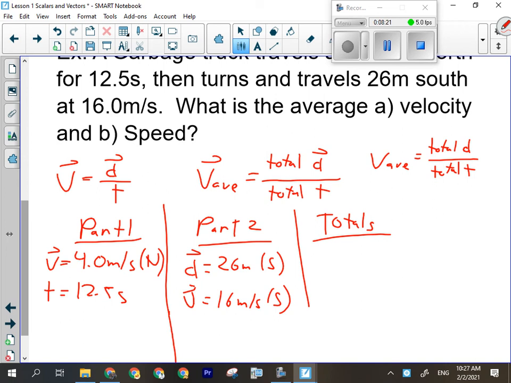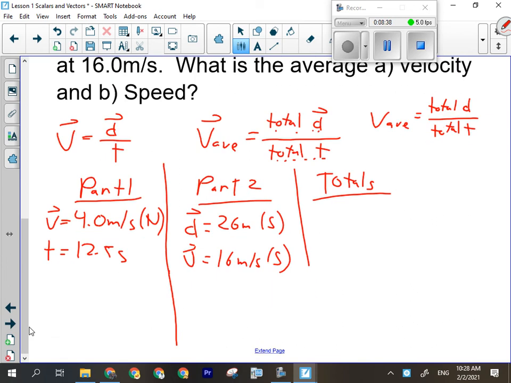If I want to calculate average velocity, I need the total displacement and the total time. That means I need the displacement for both trips and the time for both trips. I don't have that right now, but can I find it? I can. I just have to use V equals D over T. I'm going to use V equals D over T in part 1, but I'm going to solve for D, so I'm going to multiply both sides by T. So V times T will equal D, and I'll get 4 times 12.5, which should be 50 meters. And that'll be north.